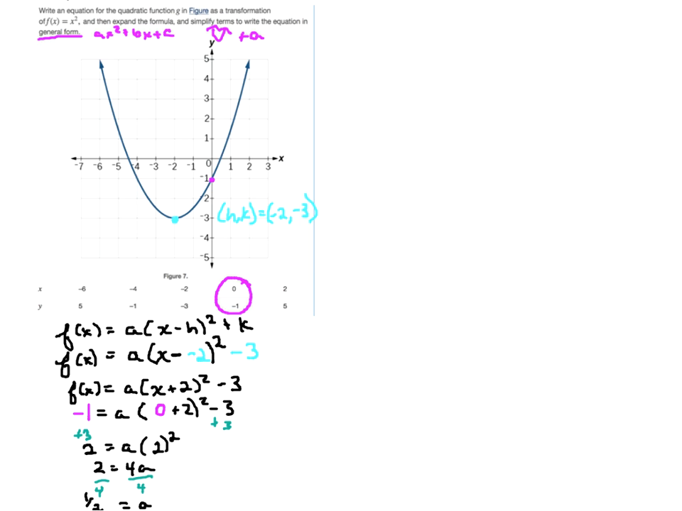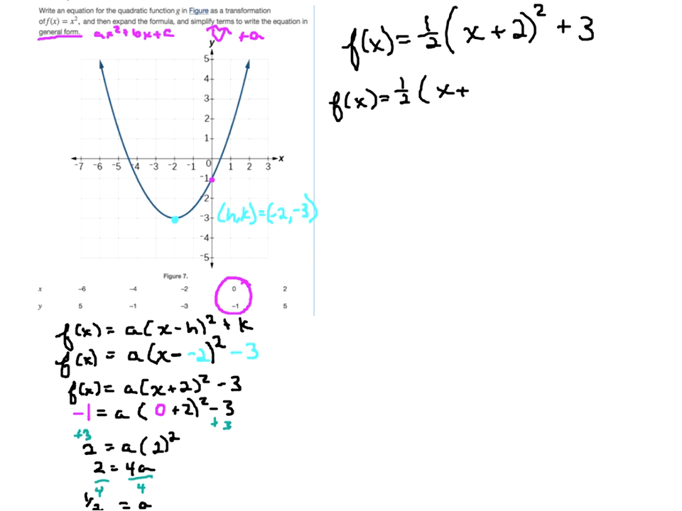All right, so here's what I know now. I've got my h and my k, and I've got my stretch factor. And I know it's positive because that parabola is opening upward. So here's my equation in this standard form. f of x is equal to 1/2 times x plus 2 squared plus 3. But they ask us to write it in general form, which is ax squared plus bx plus c. So I've got to multiply all this out.